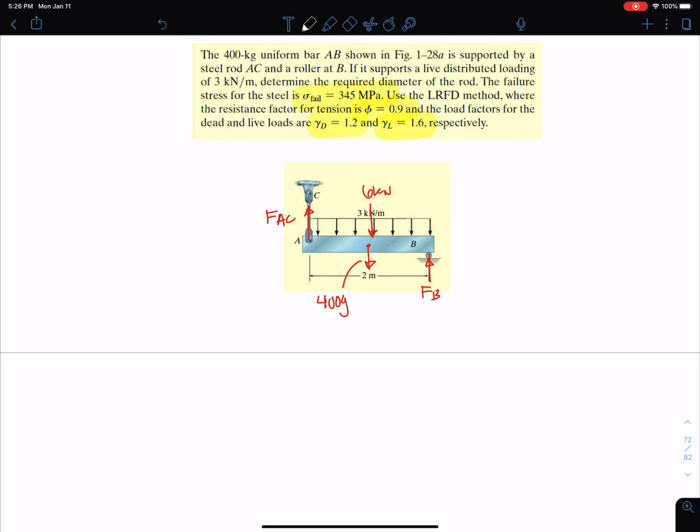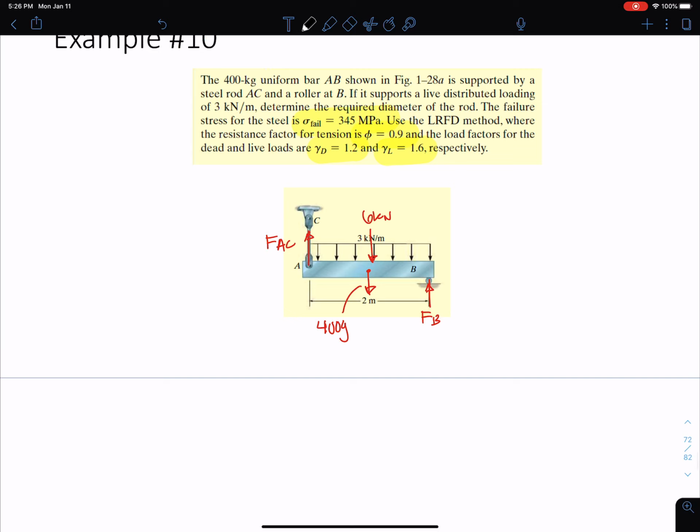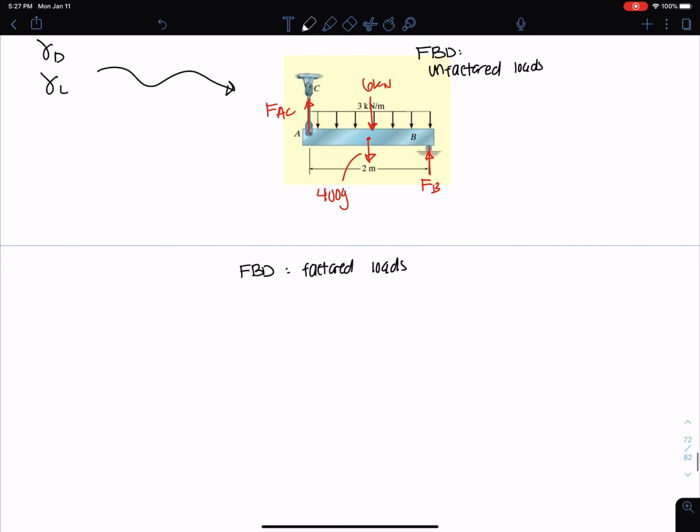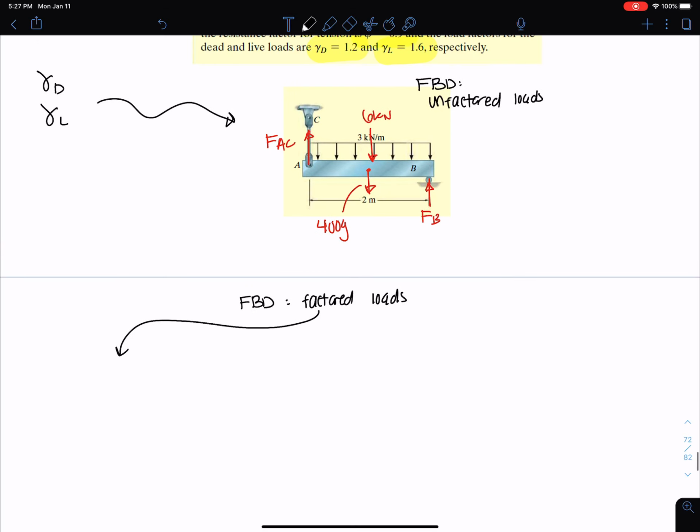The first thing I want to do is multiply gamma D and gamma L into the loads, because right now I have the unfactored loads. So this is the FBD with the unfactored loads, meaning I have not multiplied in gamma D and gamma L yet. So I want to redraw my FBD with my factored loads now. How do I get the factored loads? I just need to multiply by gamma D and gamma L.